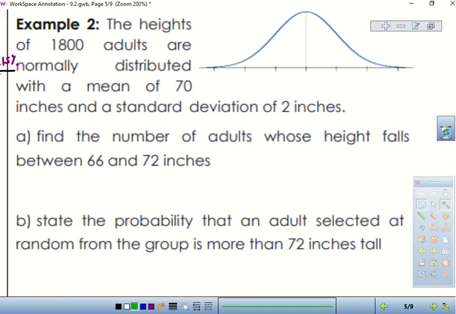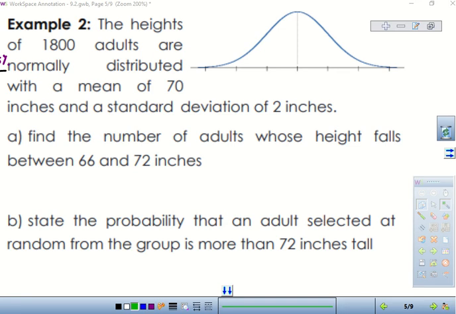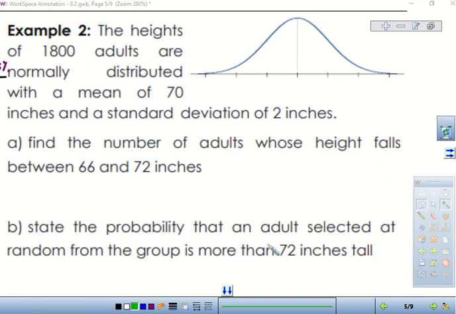All right, let's try another one. The heights of 1,800 adults are normally distributed with a mean of 70 and a standard deviation of 2. So 70 inches with a standard deviation of 2. The first thing we do is put our mean in the middle, and then we use our standard deviation to tell us where to go from here. In this case, we're going to be adding 2 each time to go to the right. So this is going to be 72, 74, and 76. And then to get the other side of the data, we subtract our standard deviation of 2.